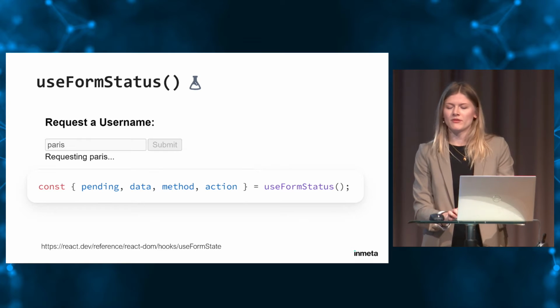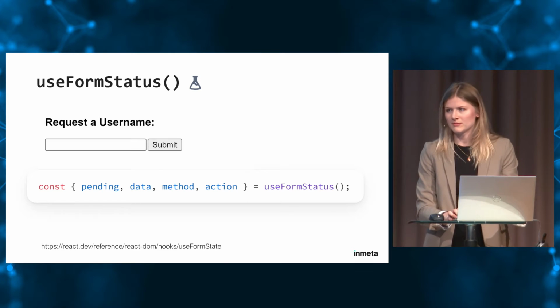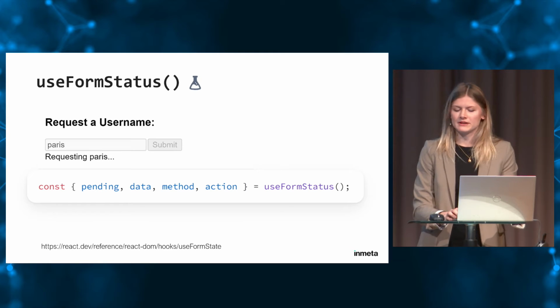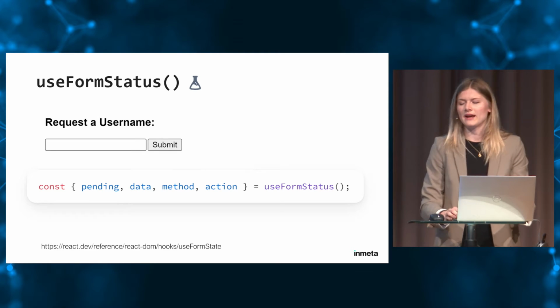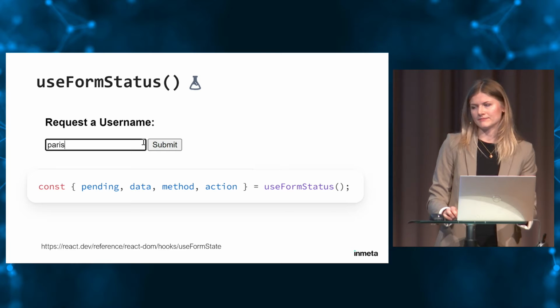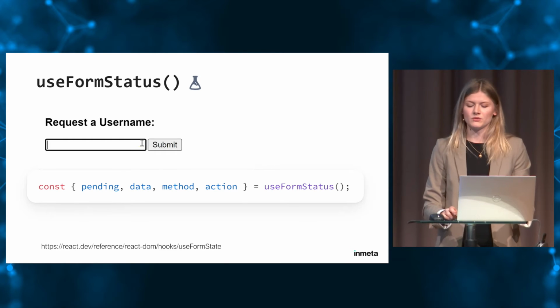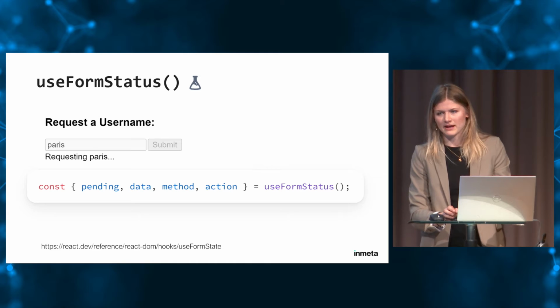useFormStatus is a hook that provides information about the last form submission. It must be used inside a form component and can be used, for example, to disable a button or display inputted data while a form is submitting. It enables progressive enhancement because without JavaScript, the button will still work fine, but not display any feedback.